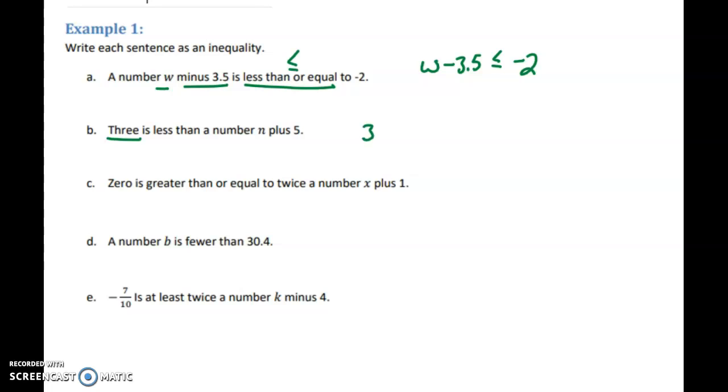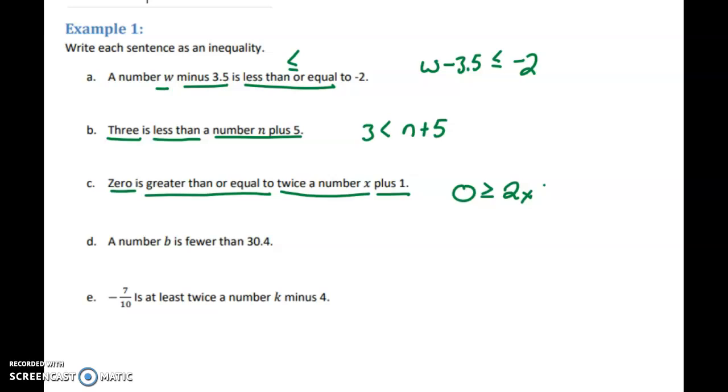3 is less than a number n plus 5. So that tells us our variable is n plus 5. Let me do one more with you, then I'll have you do one. 0 is greater than or equal to, now this is where it gets a little funky, twice a number x, that means 2x, plus 1. All right, I'm going to go ahead and have you try D.